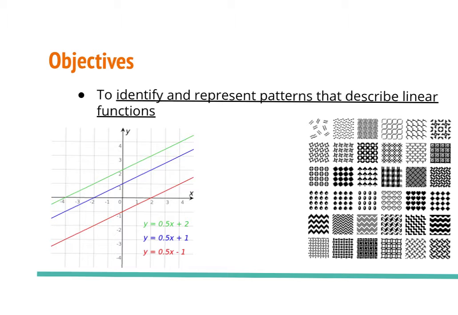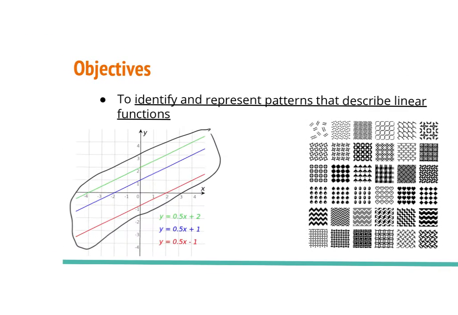All that a linear function means is that it is a line. So our graph is a line. As you notice, all three of these are lines, okay? And then we've got some patterns on the right. So we are going to try to be noticing patterns in our linear functions.